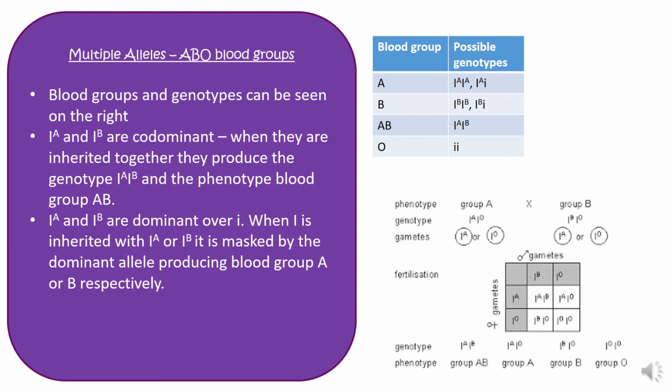Here you would be AB. This is type O because there's neither A nor B.